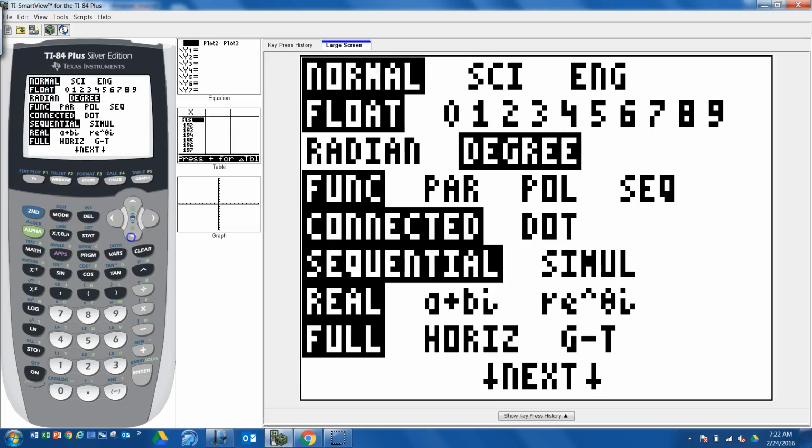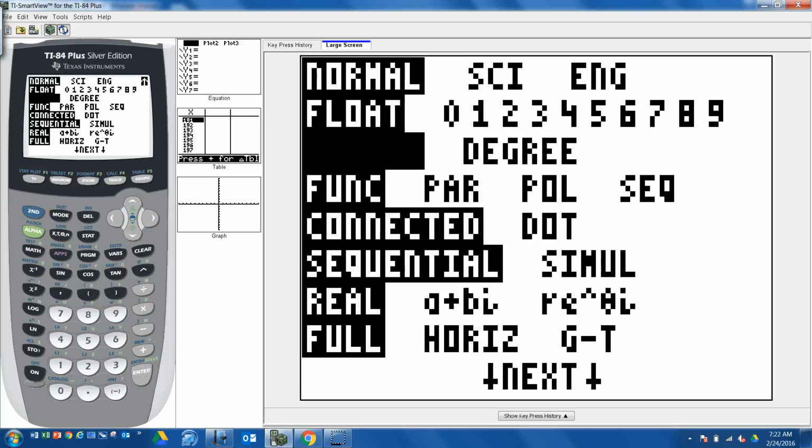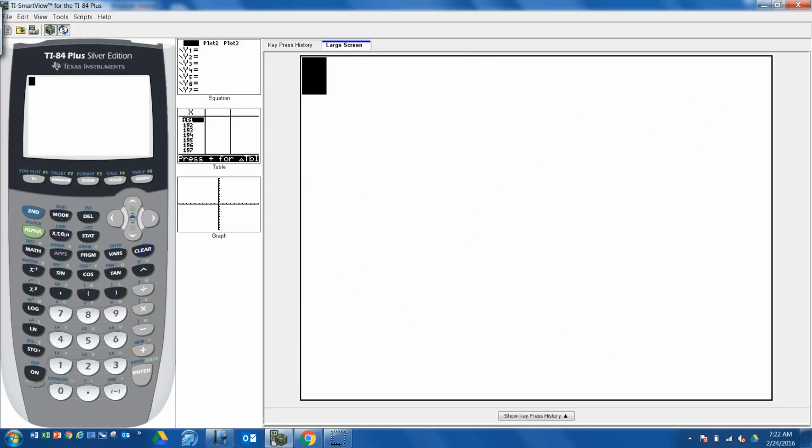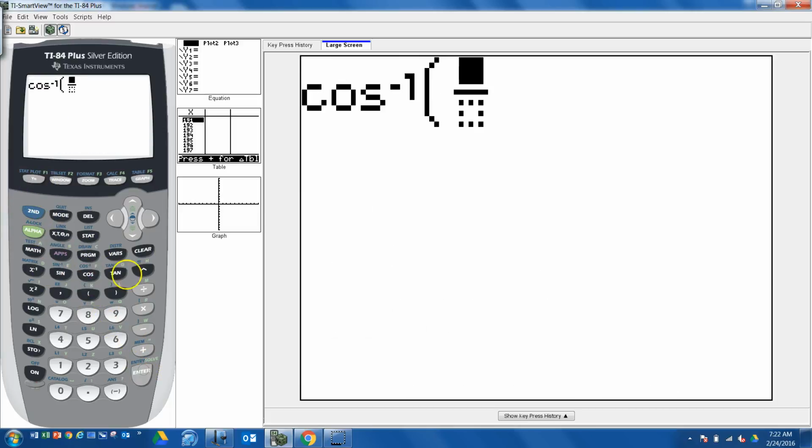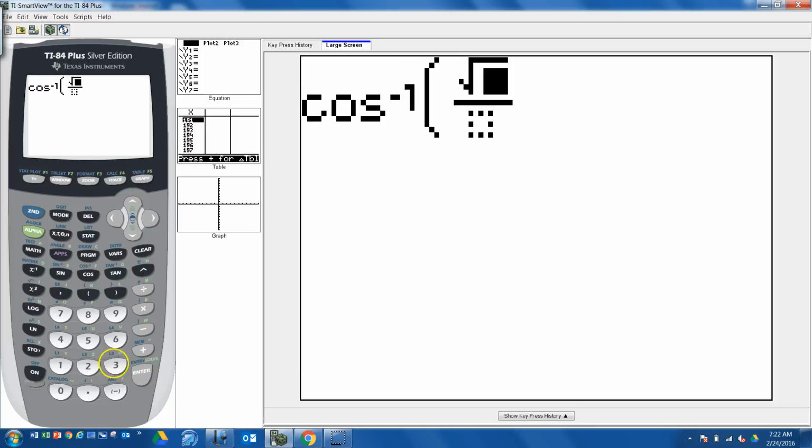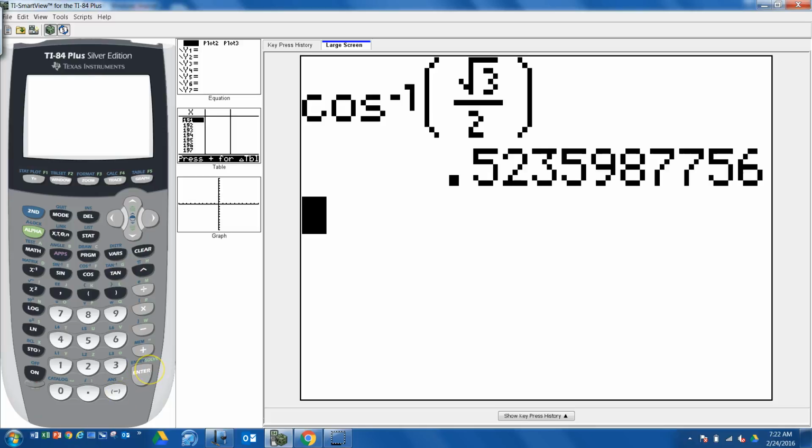So let's go back to radian mode, because we have to be in radian mode. And normally when we do this problem, we would have to do cosine inverse of root 3 divided by 2. And then close that off. Hit enter. So we have that number. I don't know what that is. It's some random decimal. However, it's pi over something. So if you want to know what the fraction is, just divide by pi.